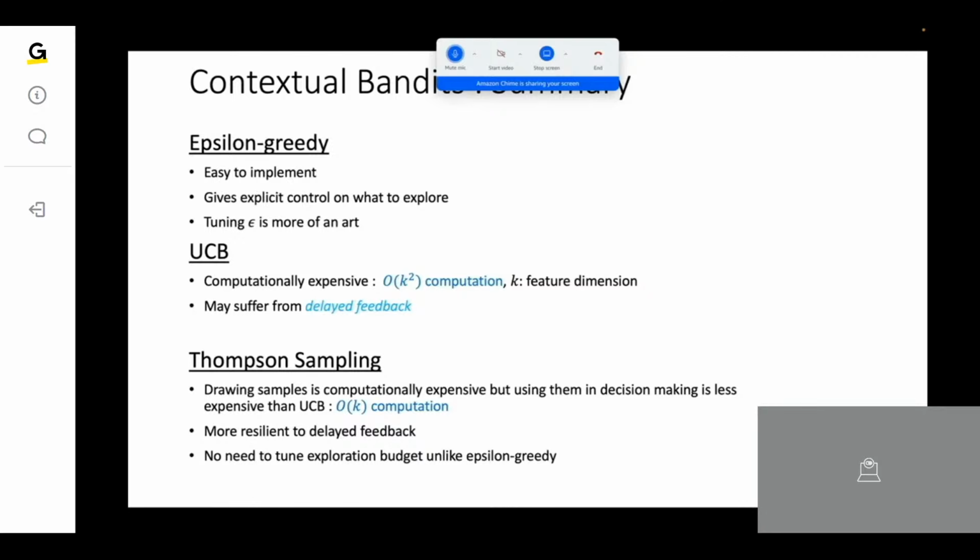But if we are able to draw samples from the posterior, it is much more efficient than UCB. It is also empirically more resilient to delayed feedback. One explanation could be that it is not going to take a deterministic action, even if nothing else changes in the system. Of course, compared to epsilon greedy, we don't need to tune any exploration budget. With that, we'll move to the next part of the talk.